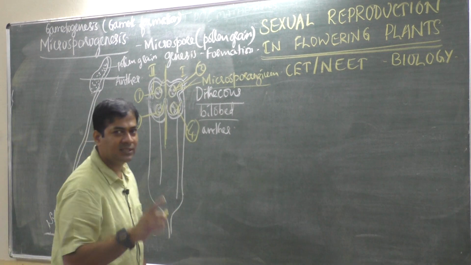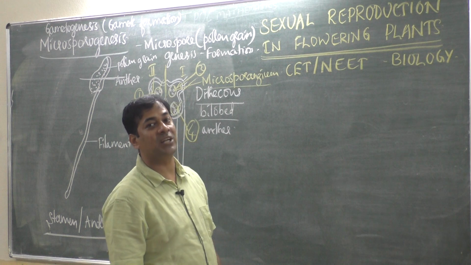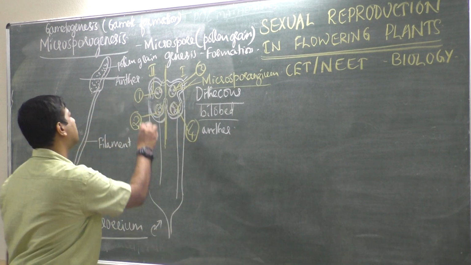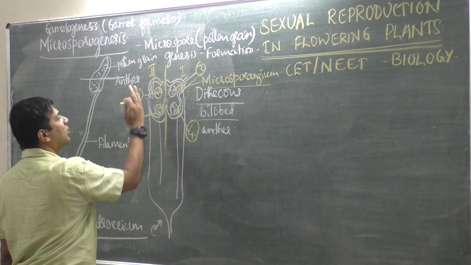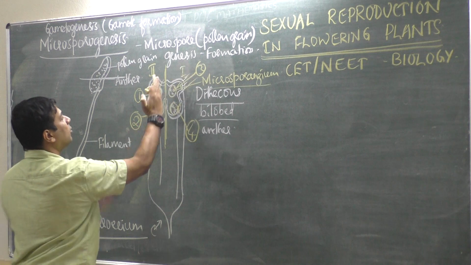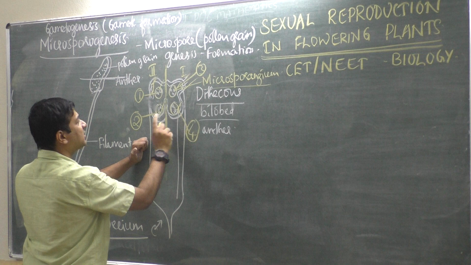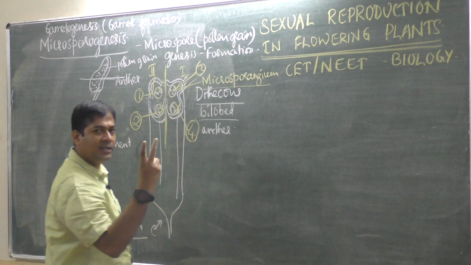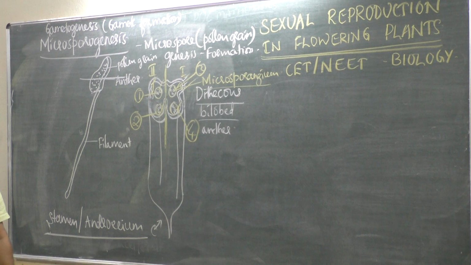Singular, if only one is there, it is sporangium. If more than one, it is sporangia. You know that. So four microsporangia are there, and two microsporangia in one lobe. This is one lobe and this is the second lobe if you cut in the center. So it has two lobes. That's why the anther is defined as a bilobed anther.